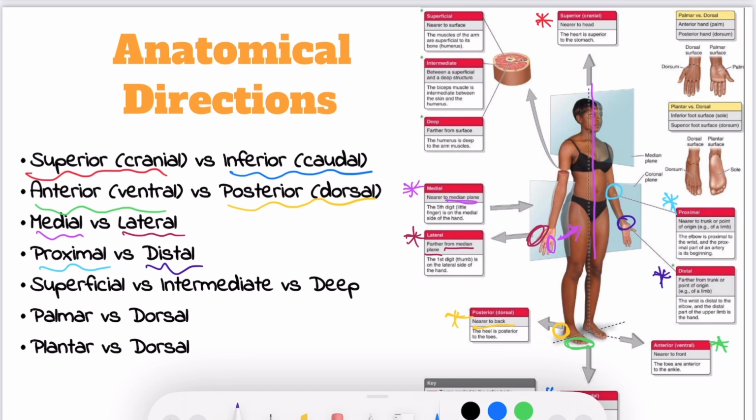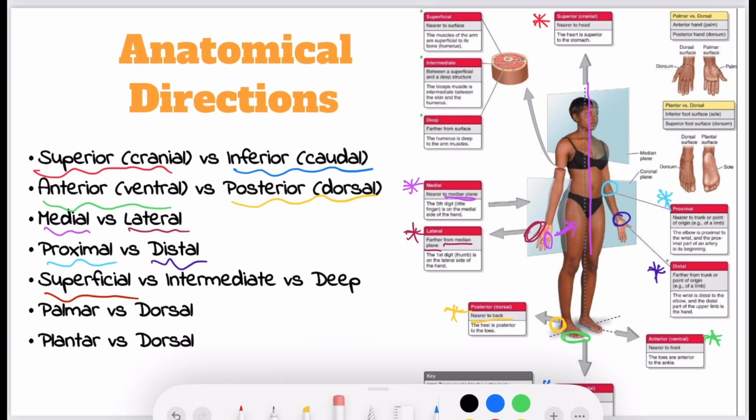Now, let's differentiate between superficial versus intermediate versus deep. So superficial is nearer to the surface. So in this case, the muscles of the arm are superficial to its bone. And then intermediate is between a superficial and deep structure. So in this case, the biceps muscle is intermediate between the skin and the humerus. Now, deep is farther from the surface. So in this case, the humerus is deep to the arm muscles.